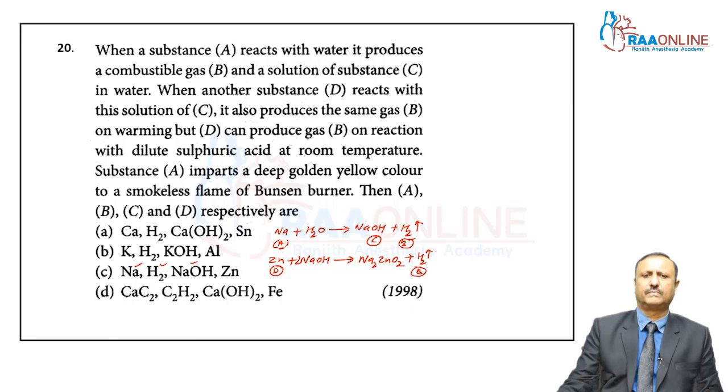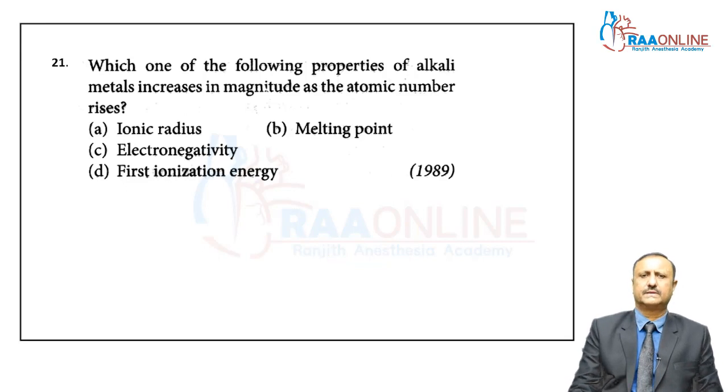With dilute sulfuric acid at room temperature, zinc also gives hydrogen. Substance A imparts a deep golden yellow color. Yes, sodium gives a deep golden yellow color to the smokeless flame of a Bunsen burner. Then A, B, C and D are, you can get the answer C. This is A, B, C, D and these are the reactions. If you know the reactions, then you can easily solve this question. This question was also asked in the 1998 NEET exam. Now we can see question number 21.